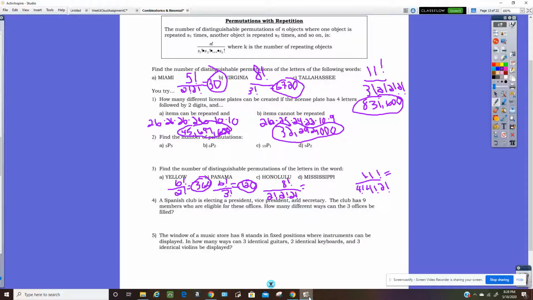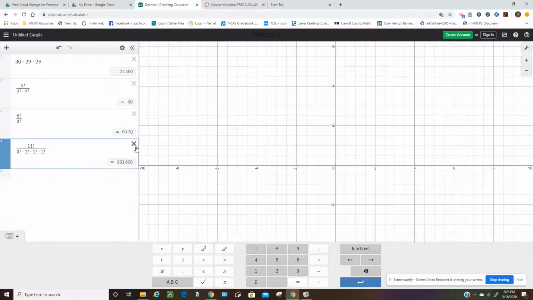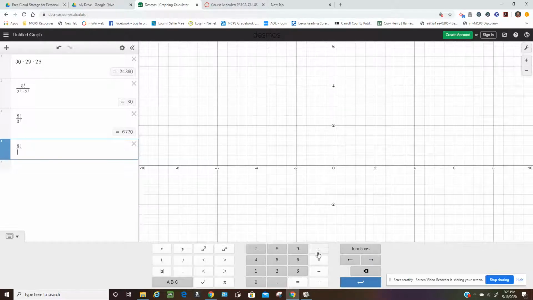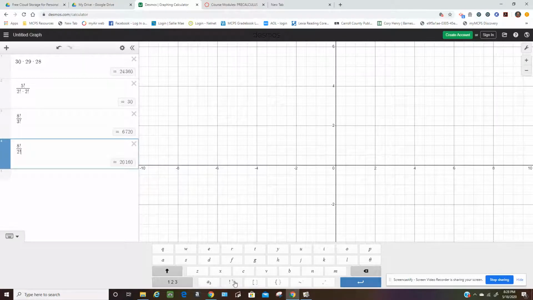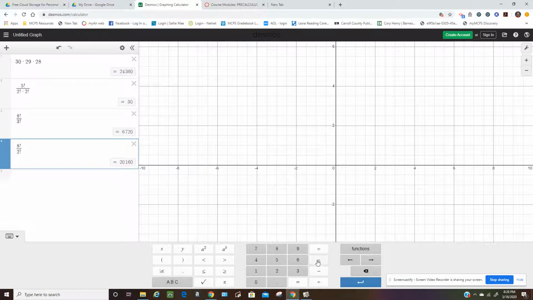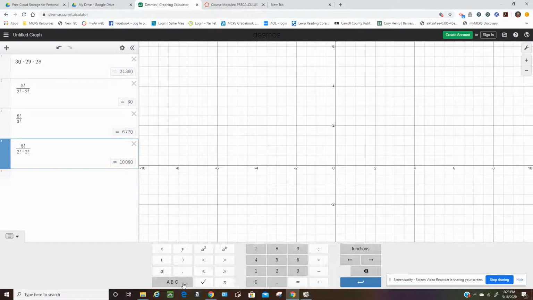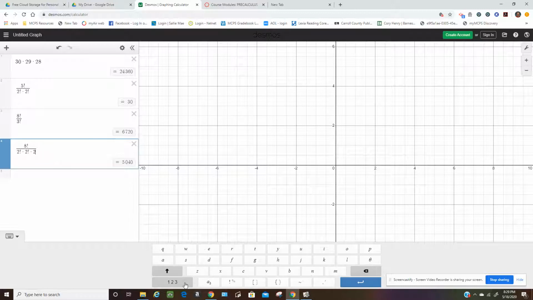All right, and so let me use the calculator now. So 8 factorial divided by 2 factorial times 2 factorial times 2 factorial, and 5,040.